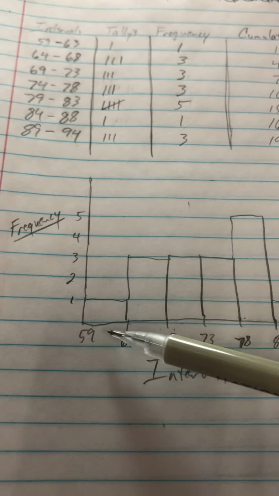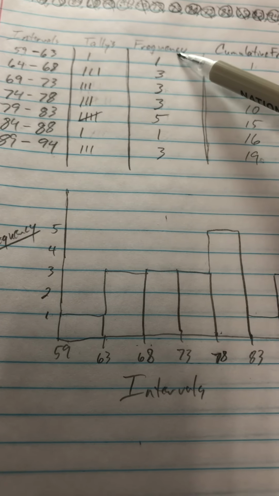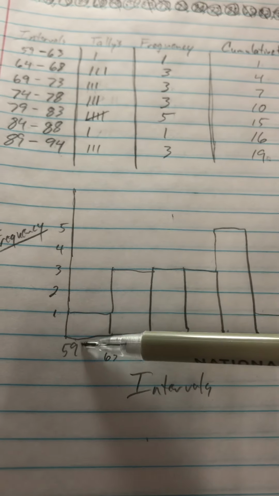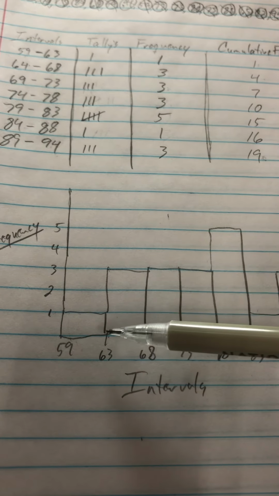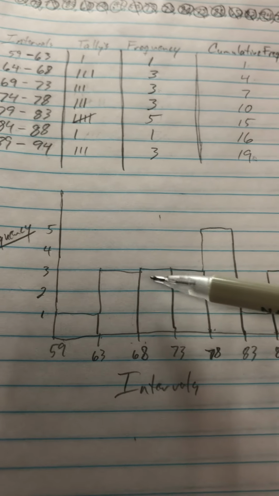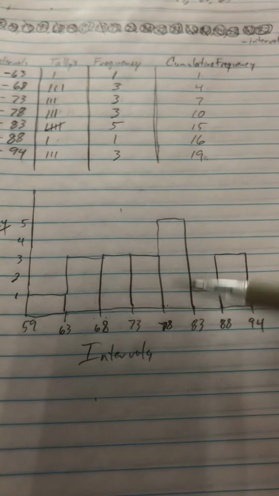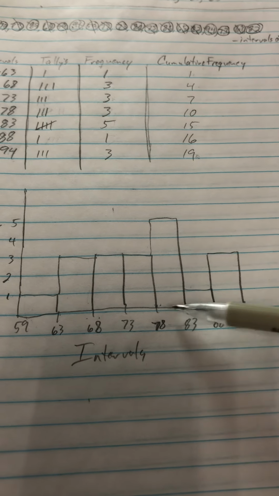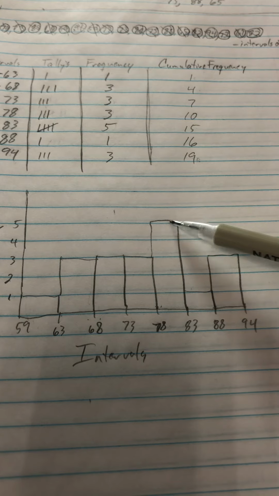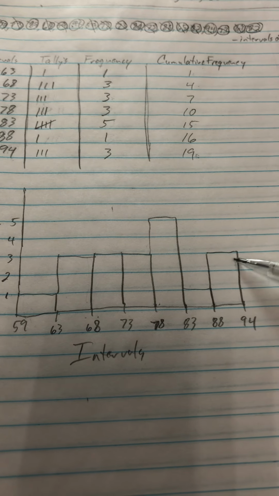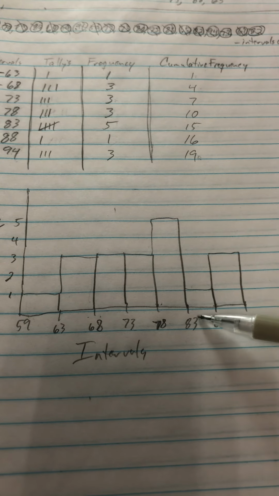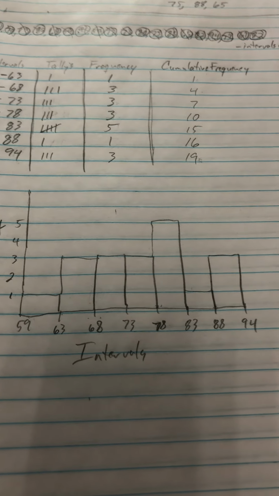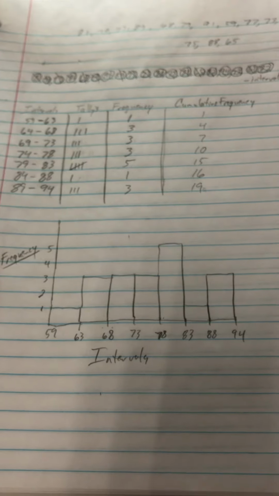How many times did you see each? What was the frequency for 59 through 63? Well, it was 1. And what about the frequency of 64 to 68? Well, it was 3. Okay, and I just graphed all of these. 79 to 83 was 5. 88 to 94 was 3. This one was 1 again. 84 to 88. Okay, hopefully that helps. And see you later.